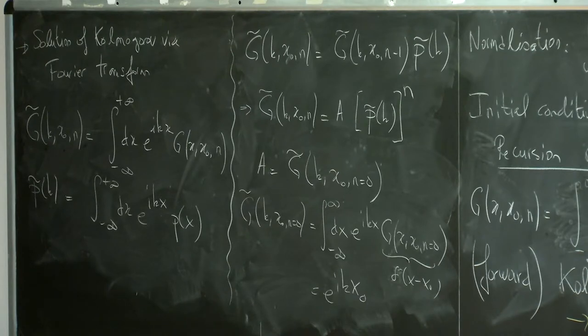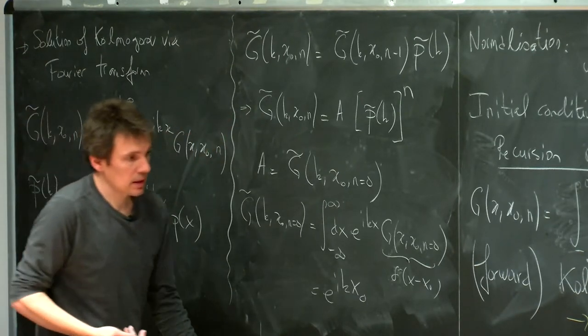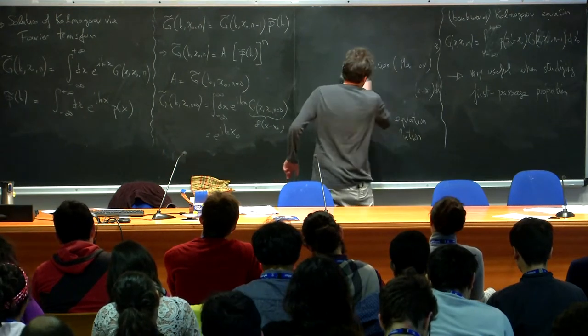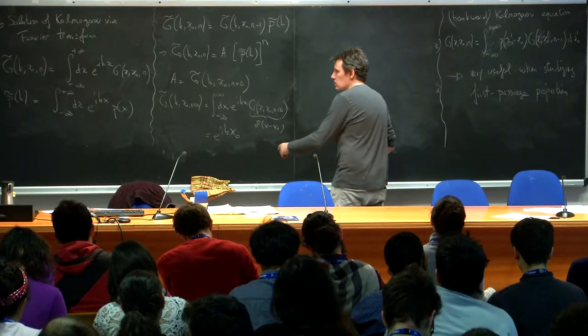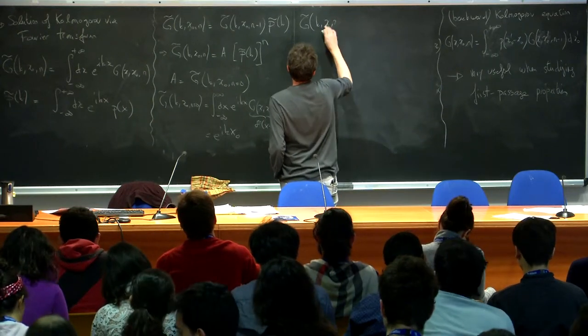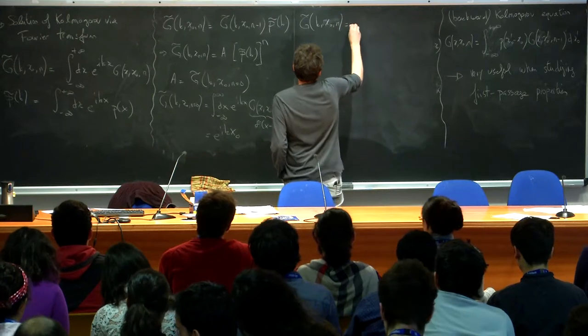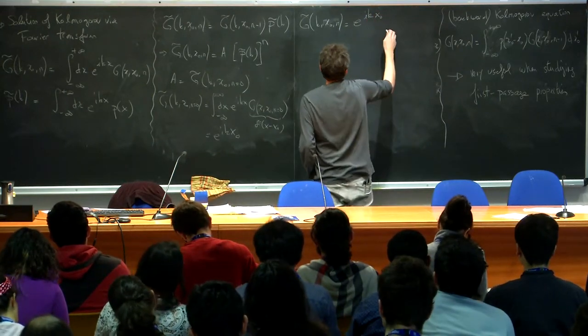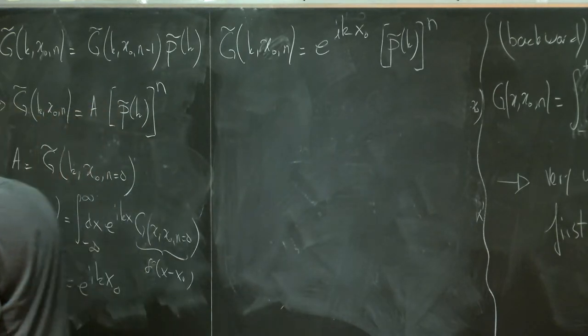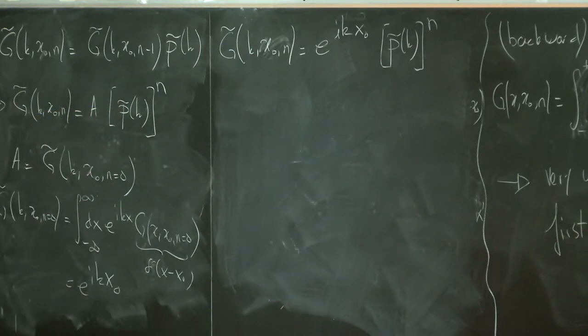So now I have an explicit expression for this, and I can invert this integral. Let's finish this computation and write it explicitly. So this is j tilde of k, x naught, n. There are various ways, of course, to obtain this. I'm not saying that this is the only one, but I like it because this is a kind of method that we frequently use in this kind of equation. Once you have that, you can invert this Fourier transform, and you immediately get it.